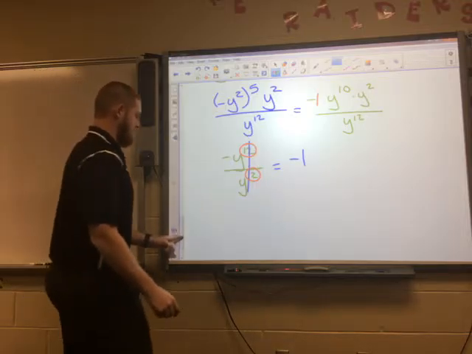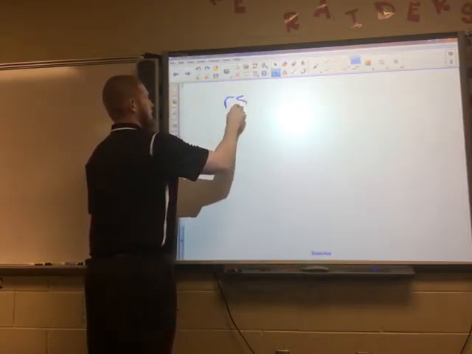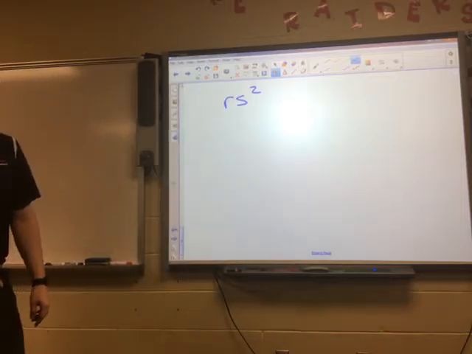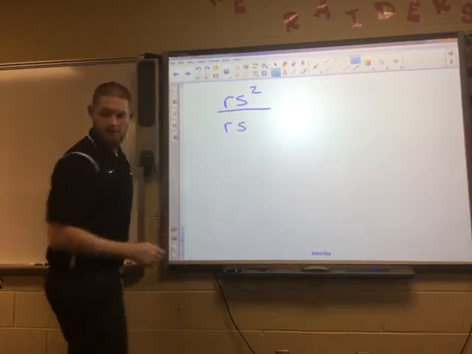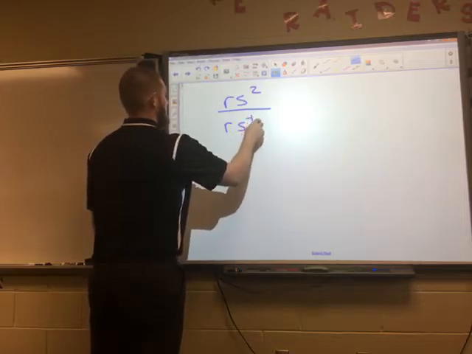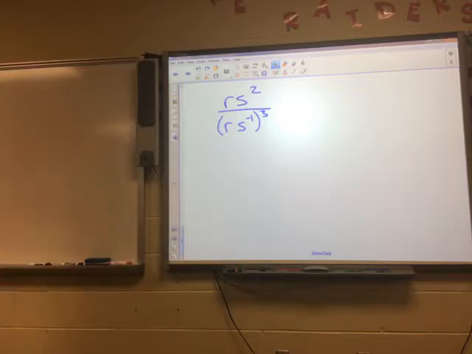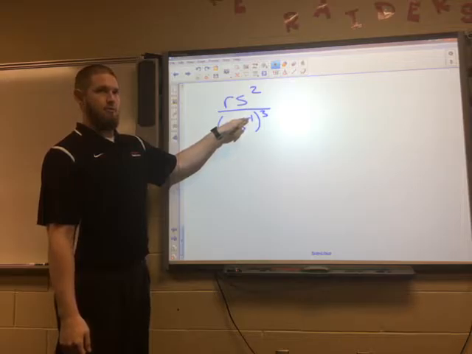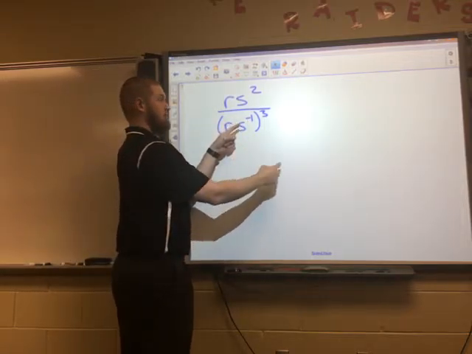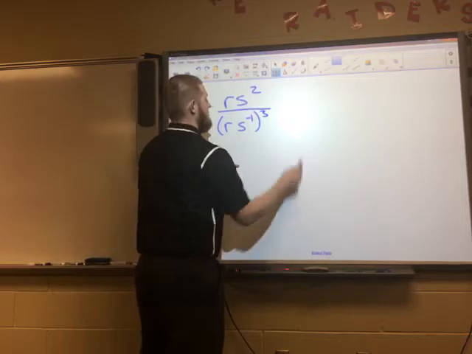Okay, let's do one last one. A lot of this is just going to take practice. You're going to have to practice this to get to the correct answers. So I have rs squared divided by rs to the negative first, cubed. I have to get rid of my negative exponent, except there's one reason why I can't do that yet. Because right now it's connected to the what? To the 3. So before we do that, let's distribute my 3. But you're right, we do have to get rid of that.